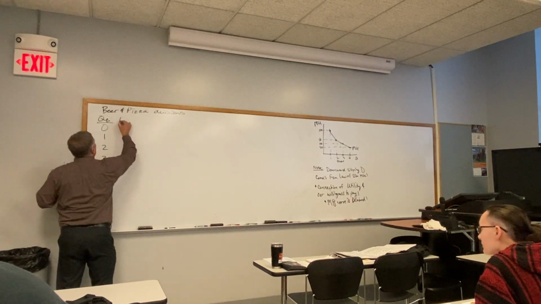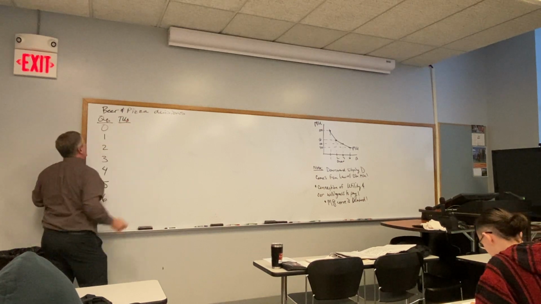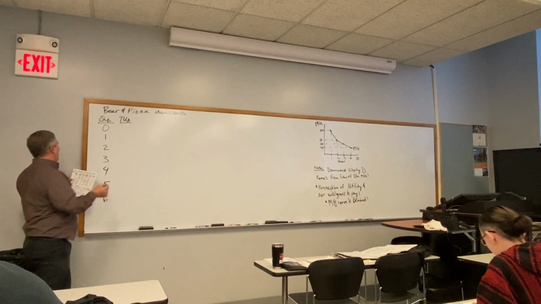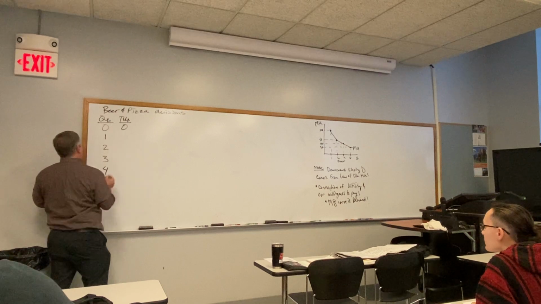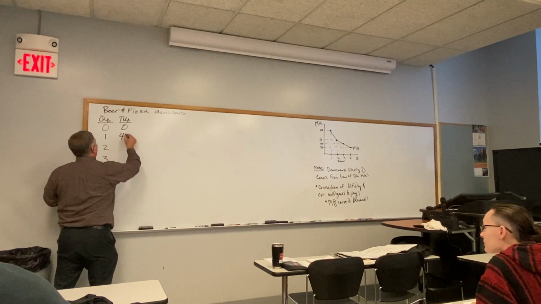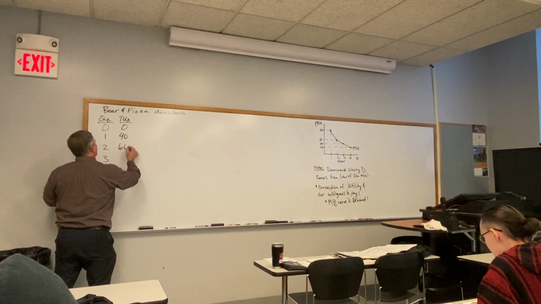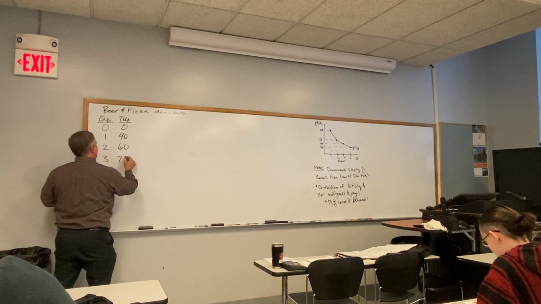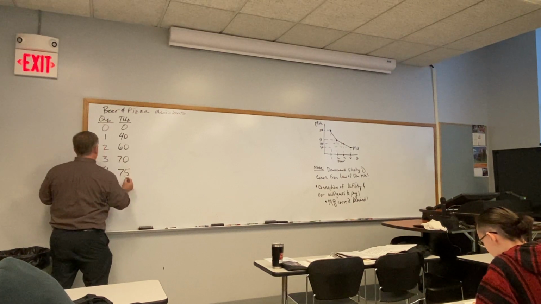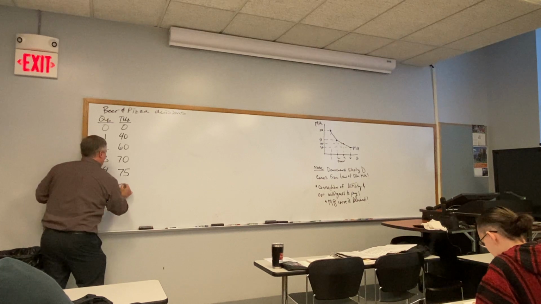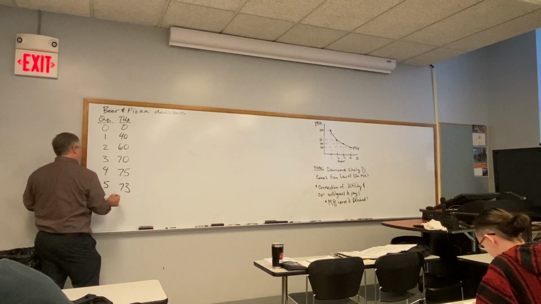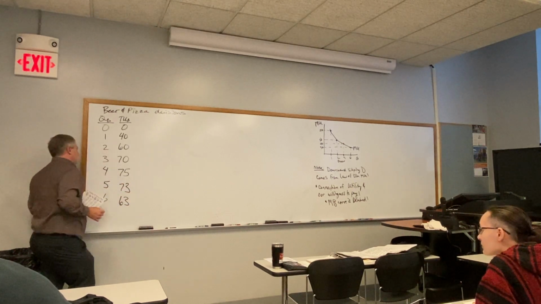And then we get the total utility from beer. So now we got our schedule goggles on here. 0 beers, 0 happiness. 1 beer, 40. 2 beers, 60. 3 beers, 70. 75 for 4. And then things go downhill. 73 and 63.